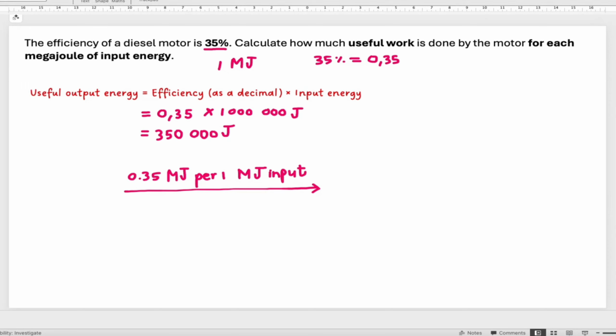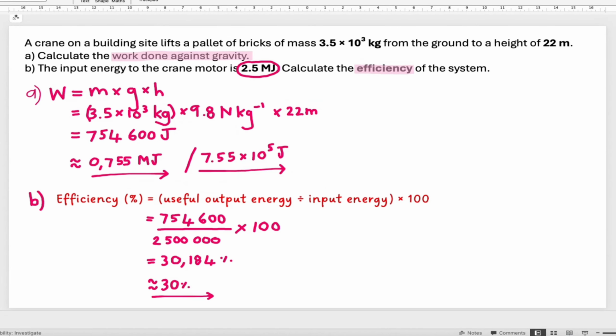Let's quickly go back to this question. Why do we use vertical height in this formula? We use vertical height because gravity acts vertically. Only the vertical displacement works against gravity.